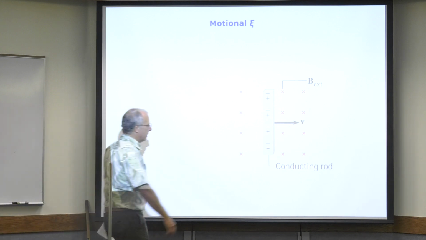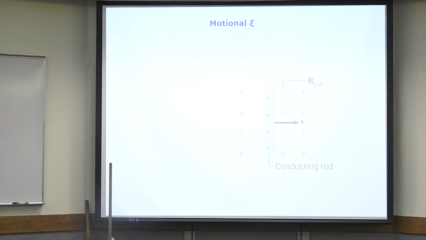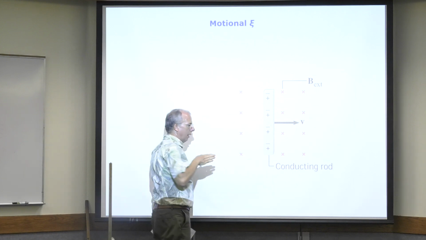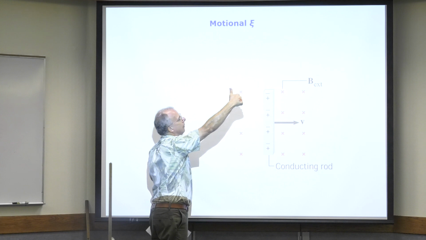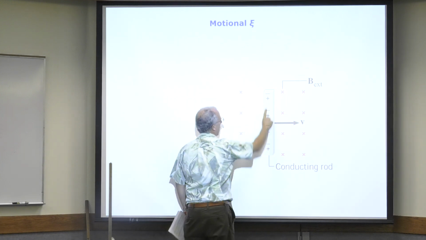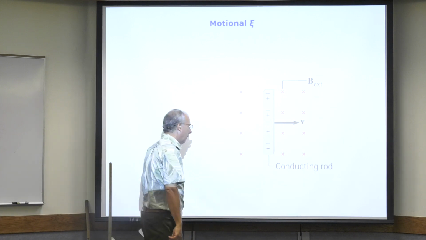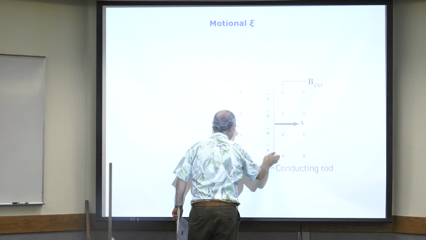Let's talk about the pluses. So QV is positive, points to the right. B is this way, so QV cross B, the force is up. So all the pluses feel a force up. Well, therefore, what do the minuses feel? A force down. So what does that mean? It means all the pluses are going to go here, all the minuses are going to go there.